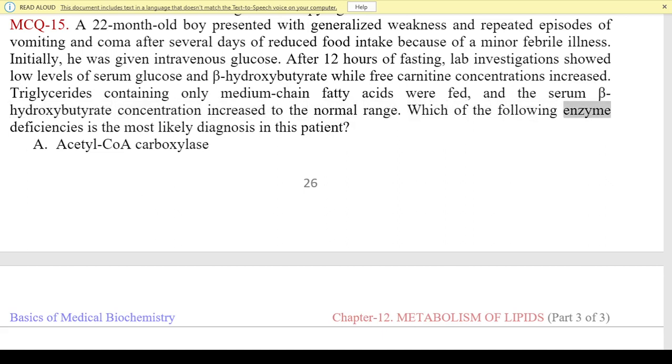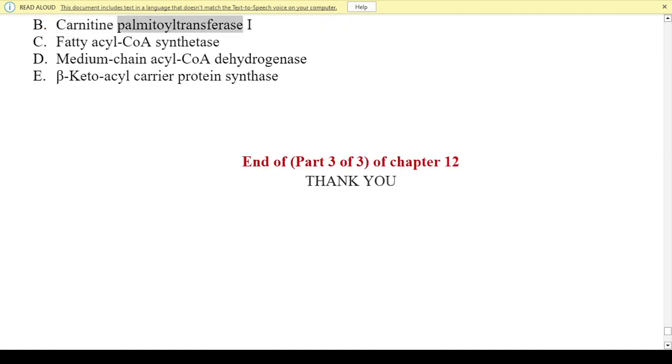Which of the following enzyme deficiencies is the most likely diagnosis in this patient? Acetyl-CoA carboxylase, carnitine palmitoyltransferase I, fatty acyl-CoA synthetase, medium-chain acyl-CoA dehydrogenase, beta-ketoacyl carrier protein synthase.